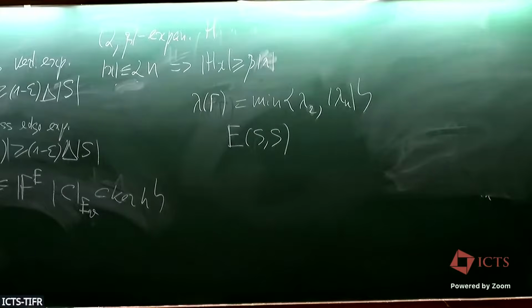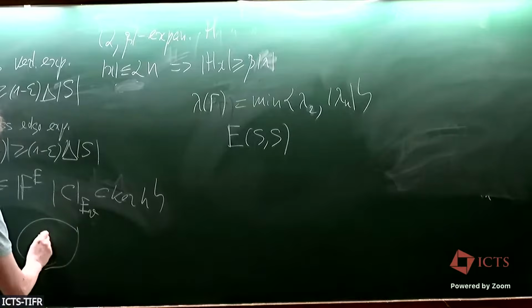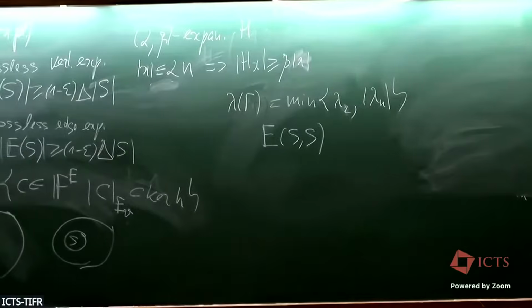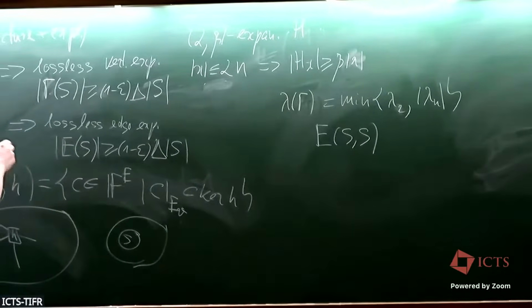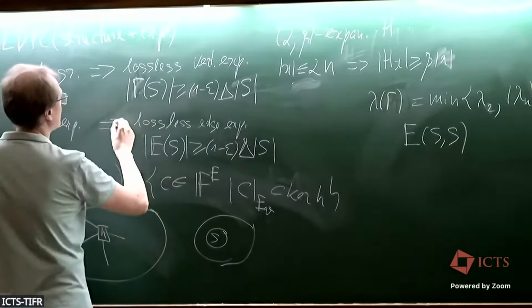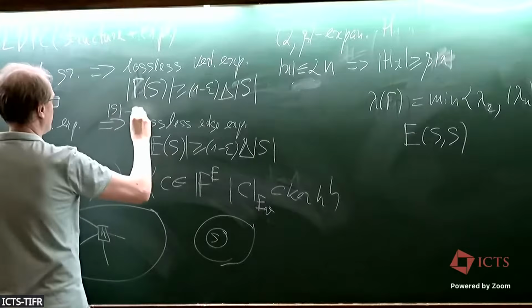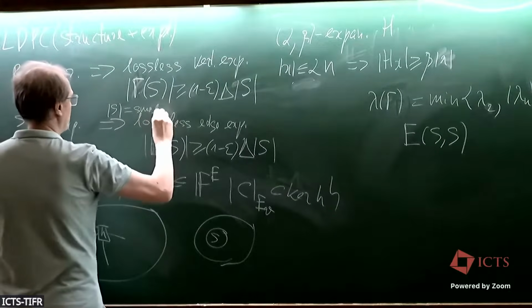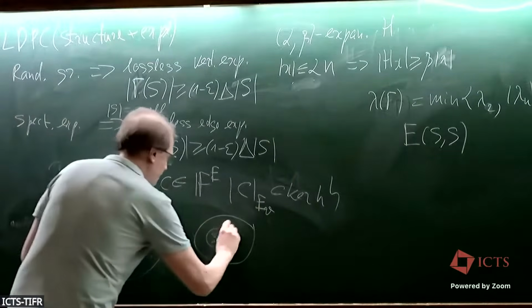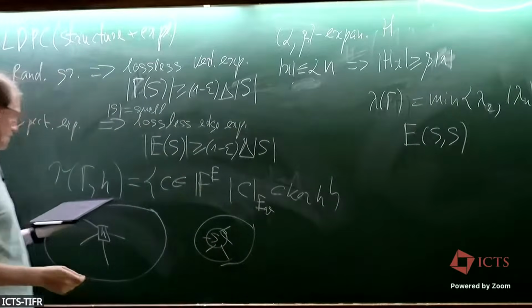EFS is the number of edges that goes outside of S. The size of S is still bounded by epsilon times. This is all for sufficiently small sets. Lossless expanders are also always defined for small sets. So ES is the number of edges that goes outside.